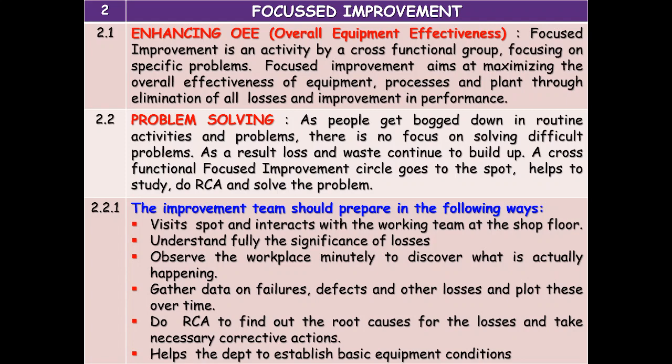Visit the spot and interact with the working team at the shop floor. Understand fully the problem and the losses. Observe the workplace minutely to discover what is actually happening. Gather data of failures, defects, and other losses and plot these over time. Do RCA and find out the root cause for the losses and take necessary corrective action to eliminate the causes. This helps the department to establish basic equipment condition to improve the OEE percentage.